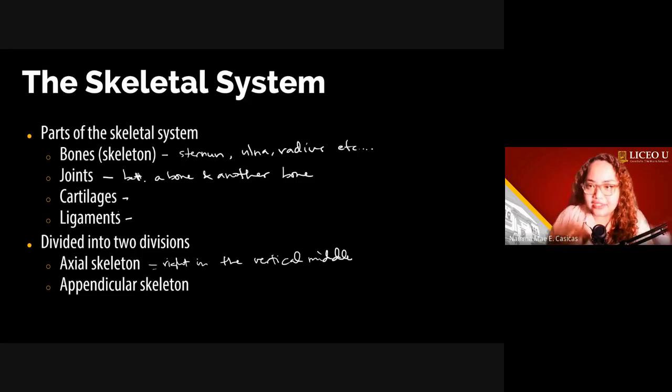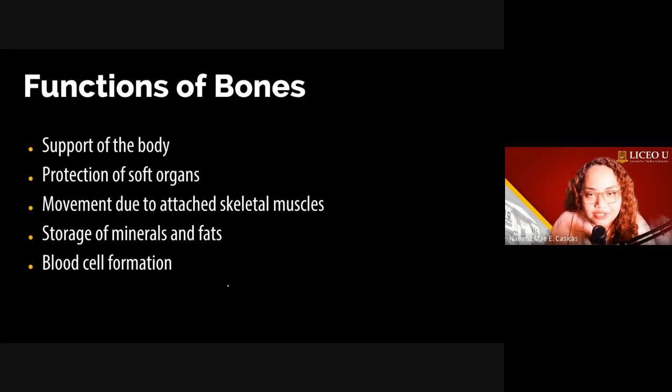So your skull, your spinal column or your vertebrae, and your rib cage, that's part of the axial skeleton, right in the middle. And then your appendicular would pertain to your limbs, no? Your arms, your legs, because it's not in the middle, right? So those are your divisions.